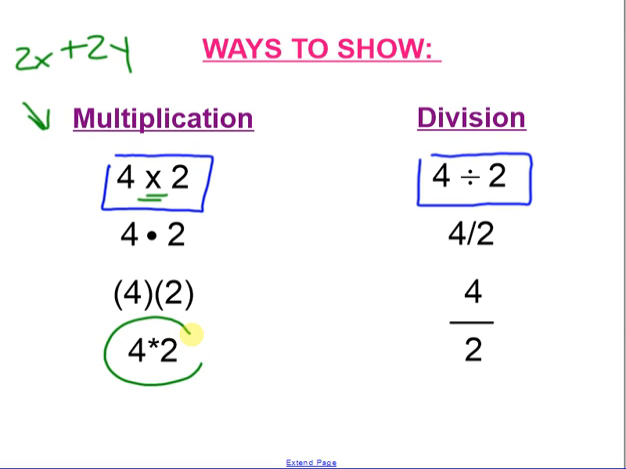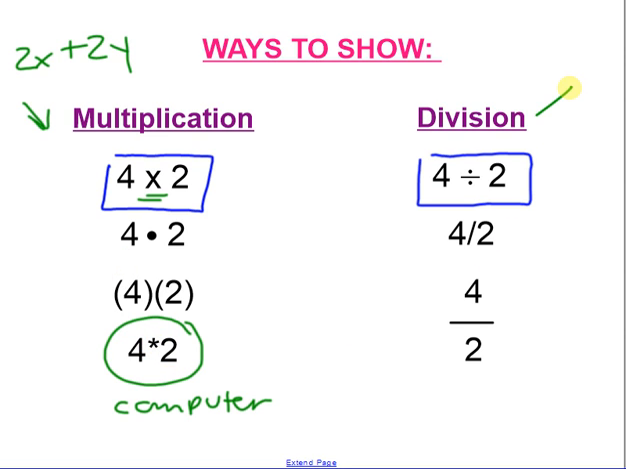This guy right here, you'll usually never see it handwritten like that. This will usually be for the computer. So when you're putting an answer into IXL, or if you're creating a problem in a Word document or something like that, you can use the star to indicate multiplication.